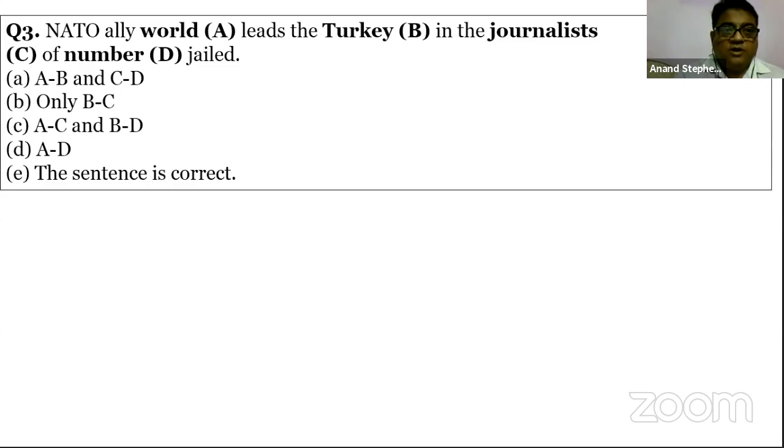NATO ally world leads the Turkey in the journalist of number. Will you try with me? Please unmute yourself and try. See, one thing: this is one type. I told you cloze test appears in variations. There may be other variations also possible.